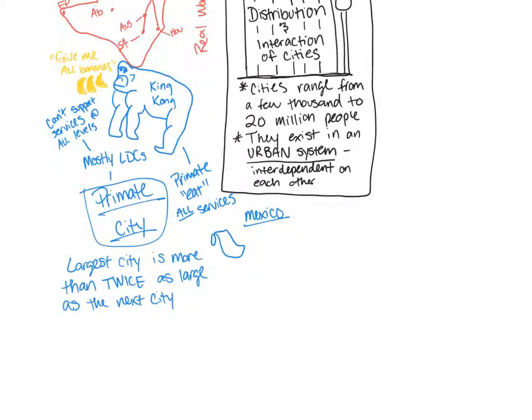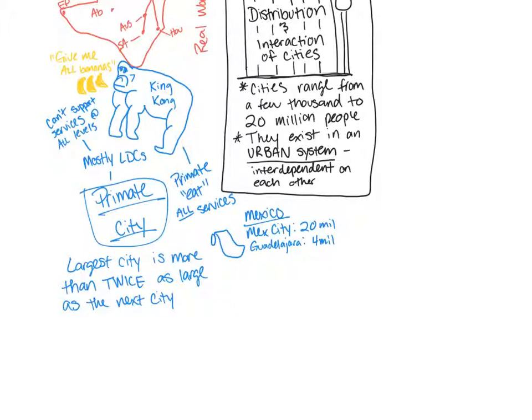So Mexico City has about 20 million people. And the next biggest city is Guadalajara. Is that how you spell it? Yeah. And they have 4 million people. Okay, so huge drop off. All right, most of the people are in Mexico City.